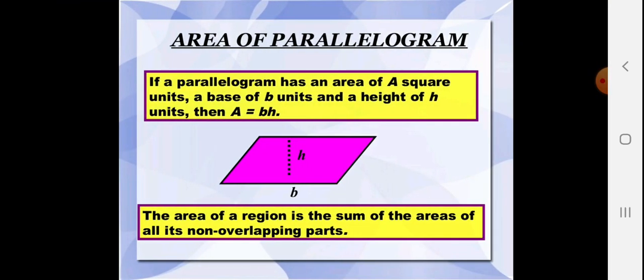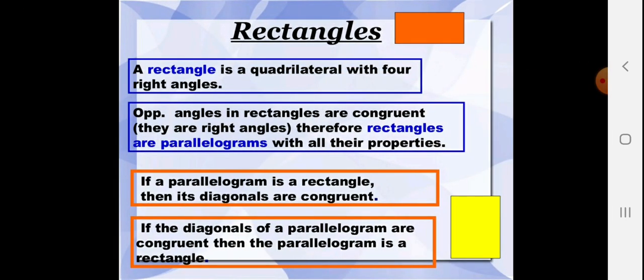Area of parallelogram, remember the formula, which is base into height. If a parallelogram has area A square units, base B units and height H units, then the area of this parallelogram becomes A equals B into H. The area of a region is the sum of the areas of all its non-overlapping parts.